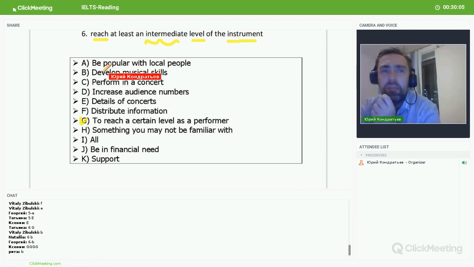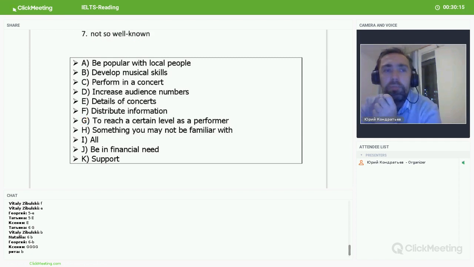Because they're very similar. Reach at least an intermediate level of the instrument, reach a certain level as a performer, and performer plays the instrument. If you're talking about orchestras, for example. Okay, let's move on. Not so well known. Please find a paraphrase for this keyword. We were only looking at a phrase, because in the question there'll be more than this phrase.